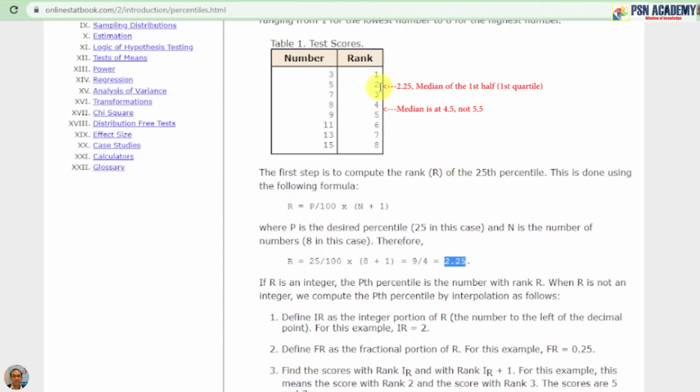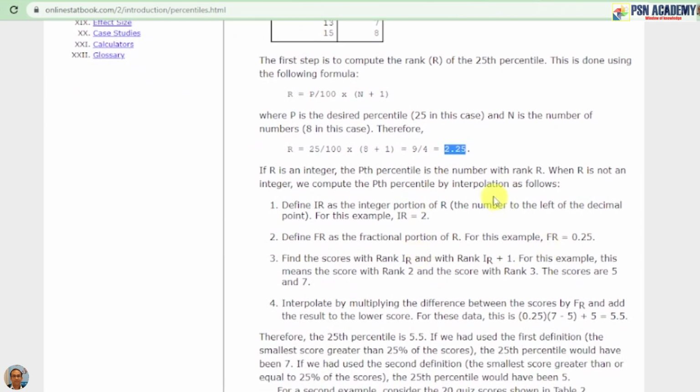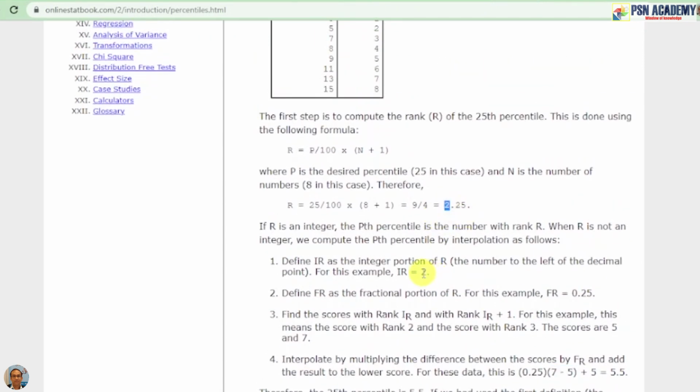That means 2.25 is between 2 and 3. Now if your R is an integer, then the corresponding score will be that percentile, that is the 25th percentile, where P is the percentile you are looking for. And if your R is not an integer, then he is suggesting that you find the difference between 7 and 5. Why? Because he is asking you to take the integer part, that is 2, and the fractional part, that is 0.25.